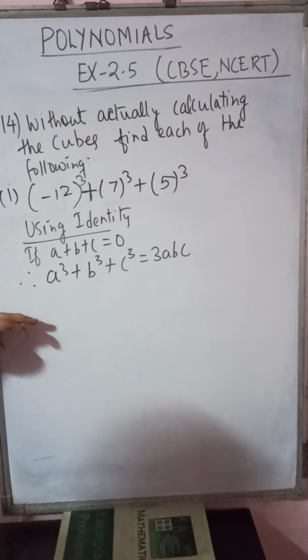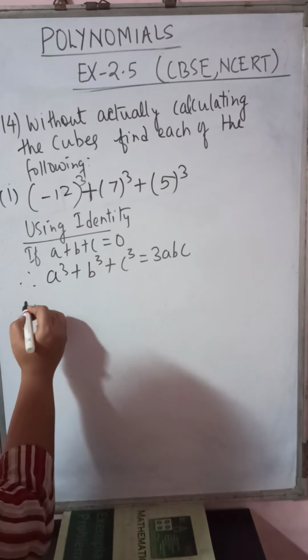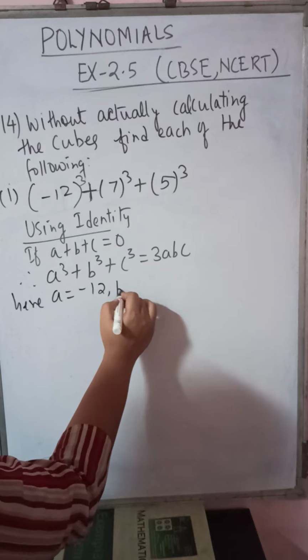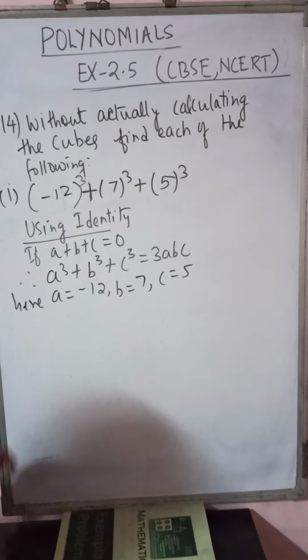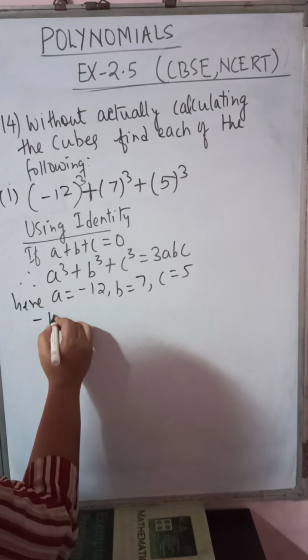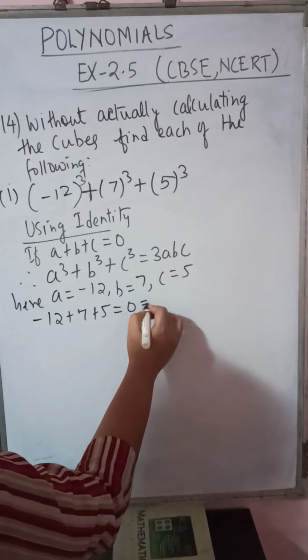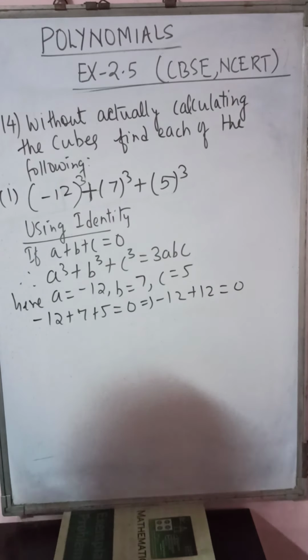Now to use this identity, first the value of a plus b plus c should be equal to 0. So here a is minus 12, b is 7 and c is 5. So we will first check if a plus b plus c is equal to 0. Minus 12 plus 7 plus 5: 7 plus 5 is 12, so plus 12 and minus 12 is equal to 0.